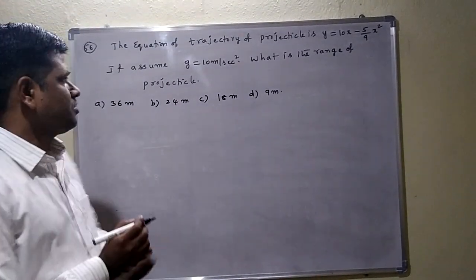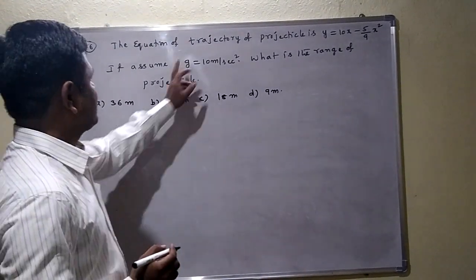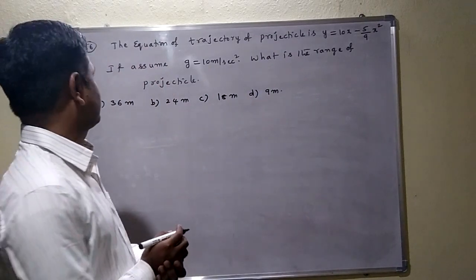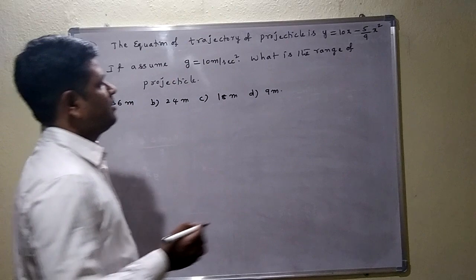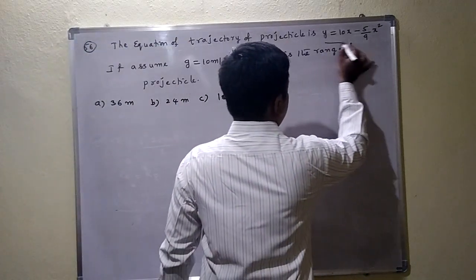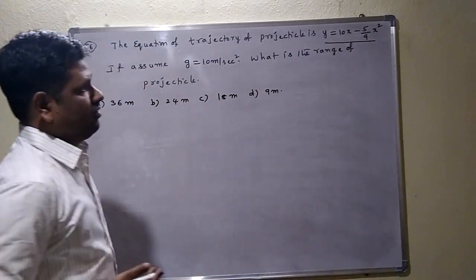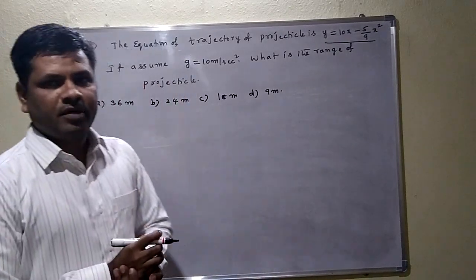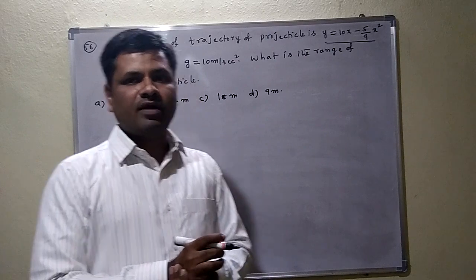Next, let's see question number 56. The equation of trajectory of a projectile is given as y = 10x - (5/9)x². This equation is very important, and using it we solve the problem. This model is very important, and in many competitive exams this model is given.